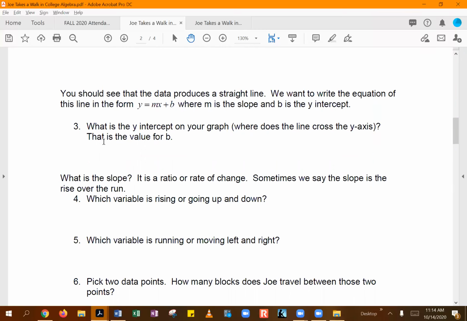So they're talking about how you should notice that it's a straight line. And they're asking you to write the equation of this line in the form of y equals mx plus b, where of course m would be the slope and b would be the intercept. So they're asking us, what is the y-intercept on your graph? Where does the line cross the y-axis? And that gives us the b value.